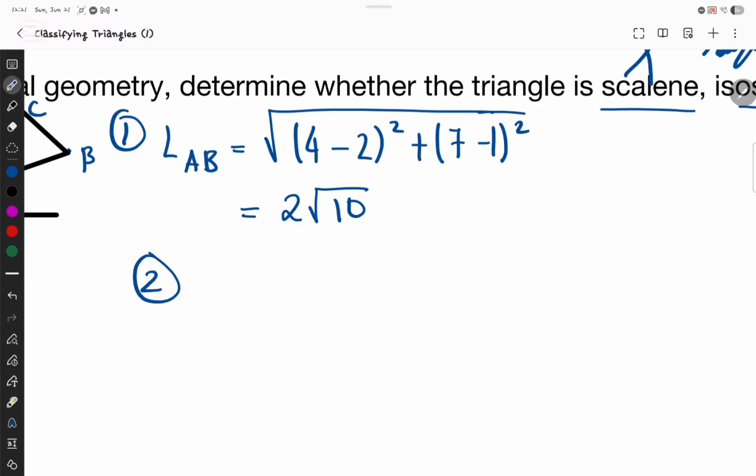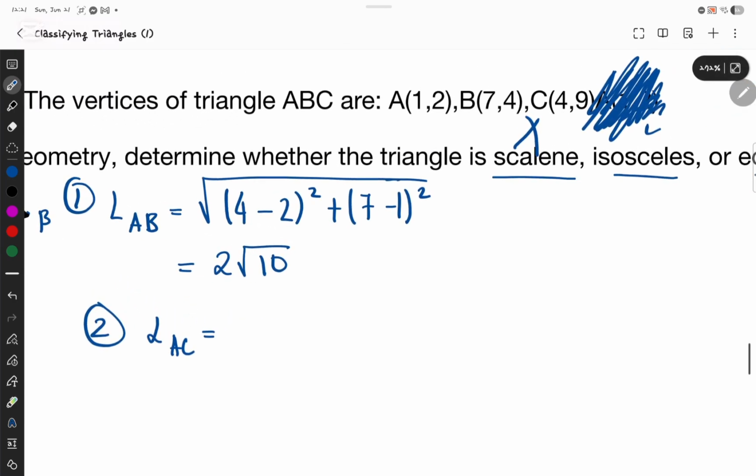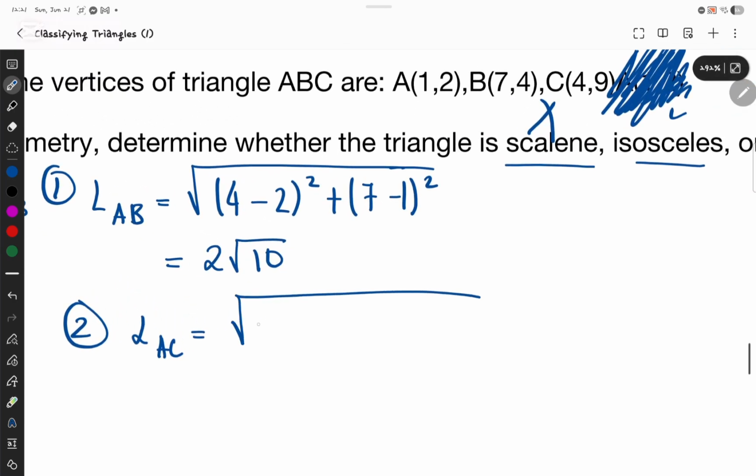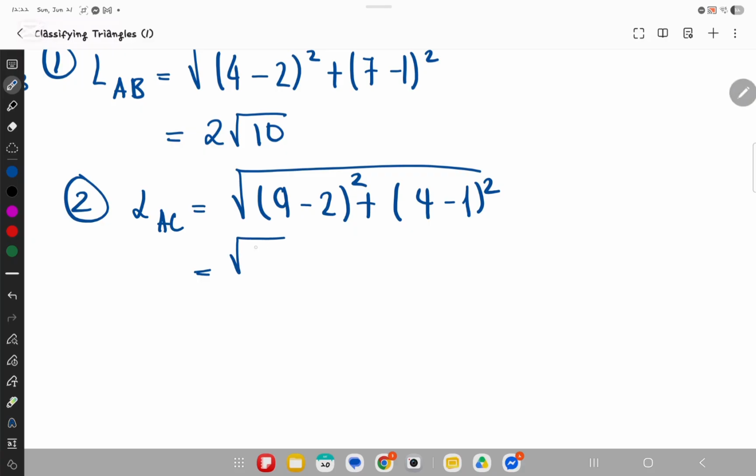That is your first length, AB. Now we're going to find the length of AC. Same exact formula, right? That gives you root of 58.